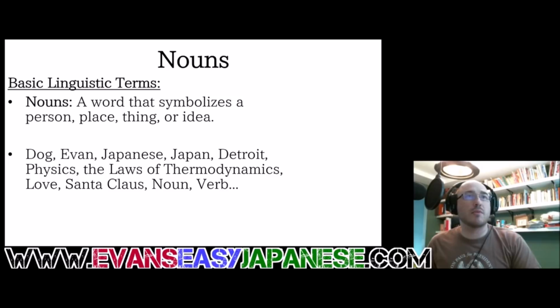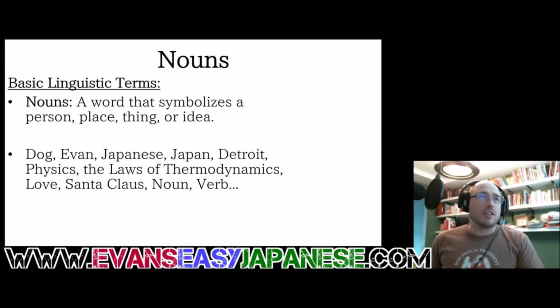Alright, so we're basically talking about what a noun is right now. Nouns. Hopefully you learned about this when you were in grade school, but if not, that's understandable. Maybe you still are in grade school. Hi! Basic linguistic term is a noun. A noun, generally, there's a few weird things when you get really deep into languages. A noun is generally a word that symbolizes a person, a place, a thing, or an idea. That sounds weird, but go with me.